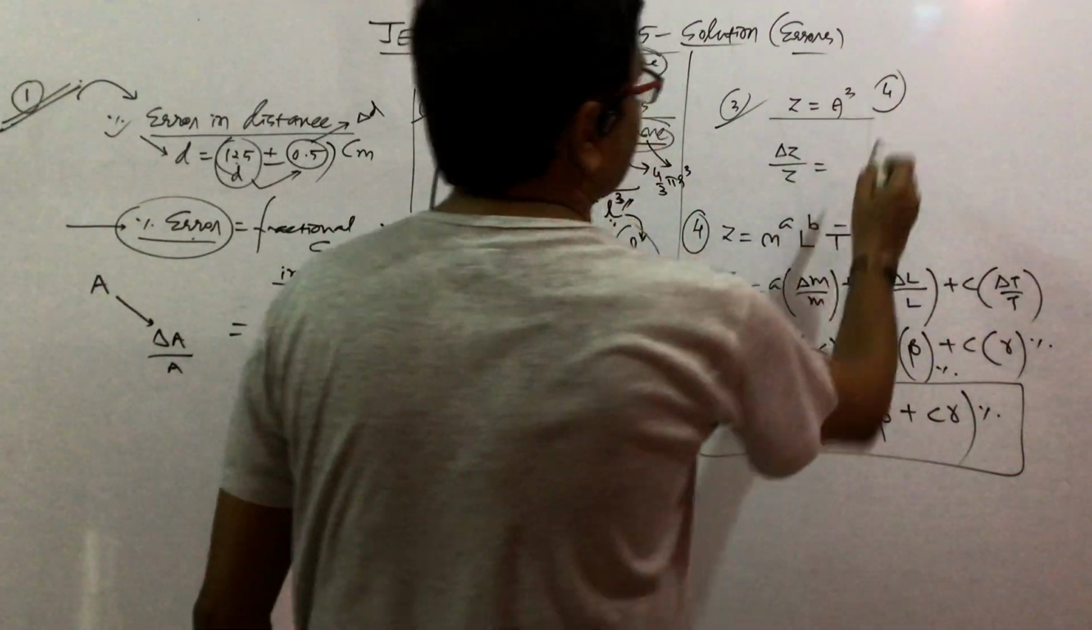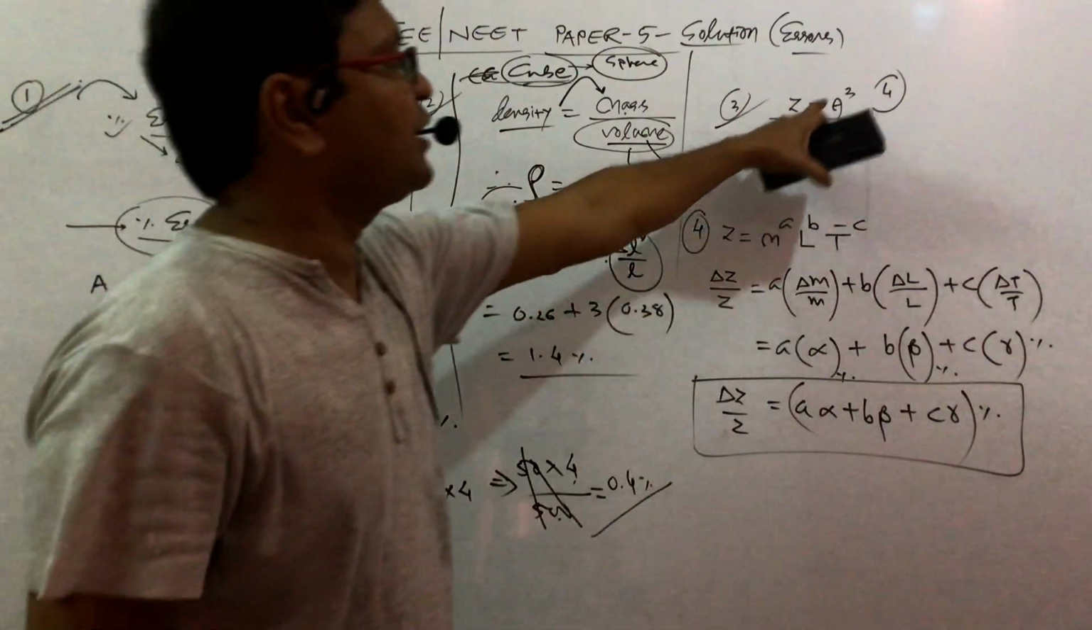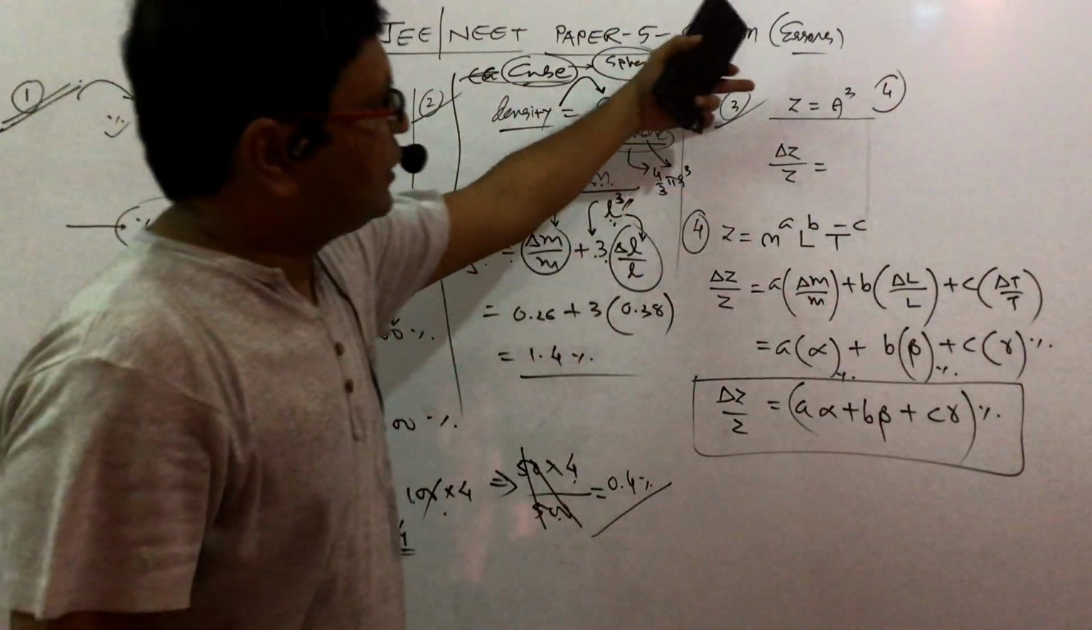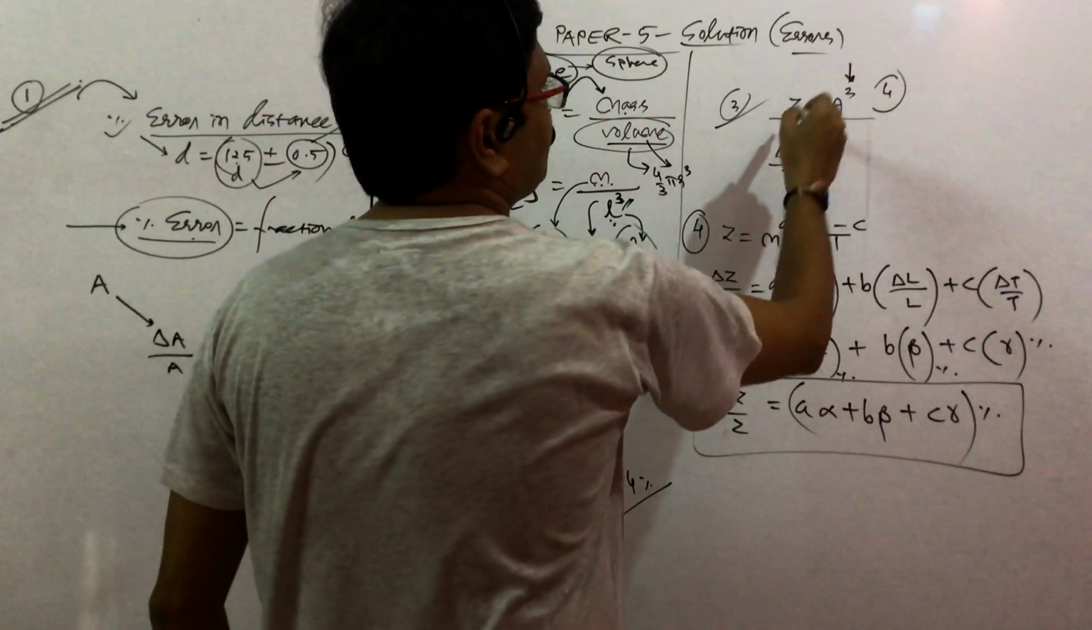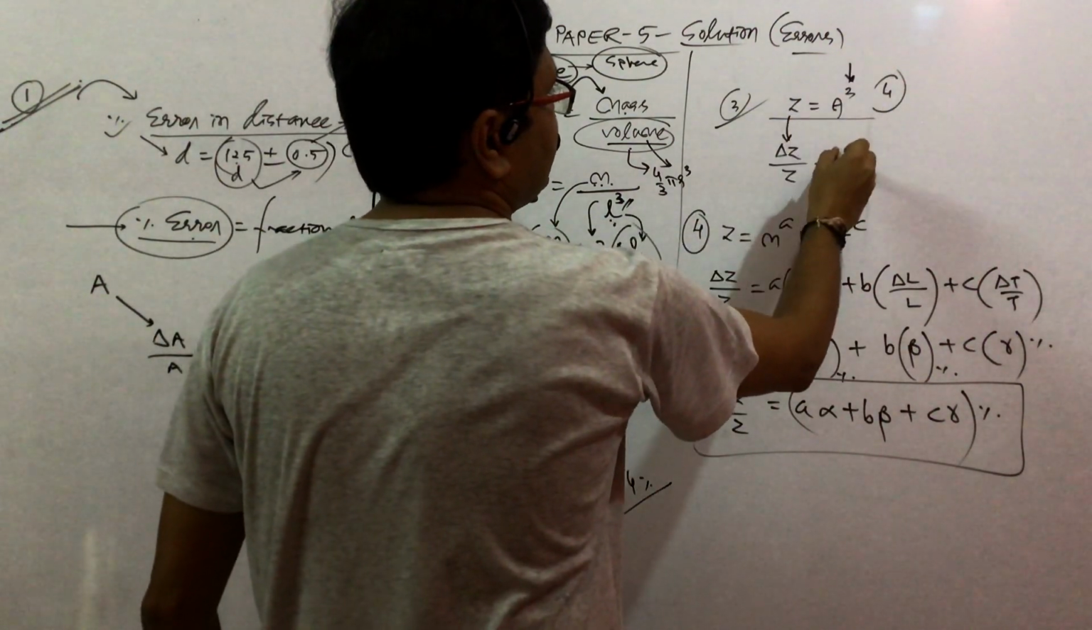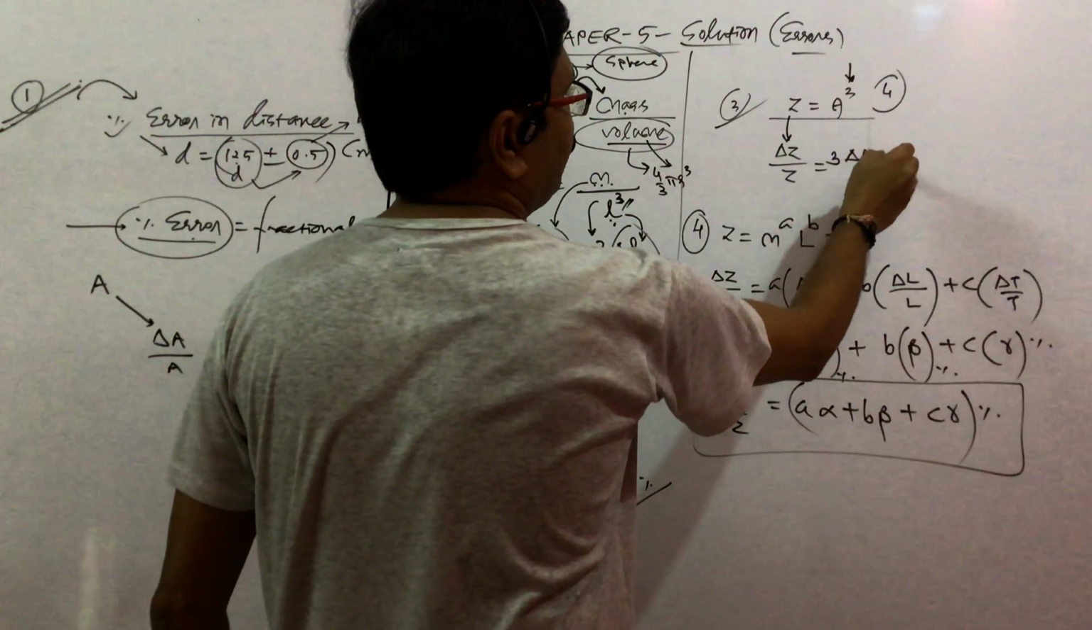You can see one quantity is given, Z is equal to A cube. So what is the fractional error in Z? Very easy. Here the power is already given. So delta Z by Z is equal to 3 delta A by A.